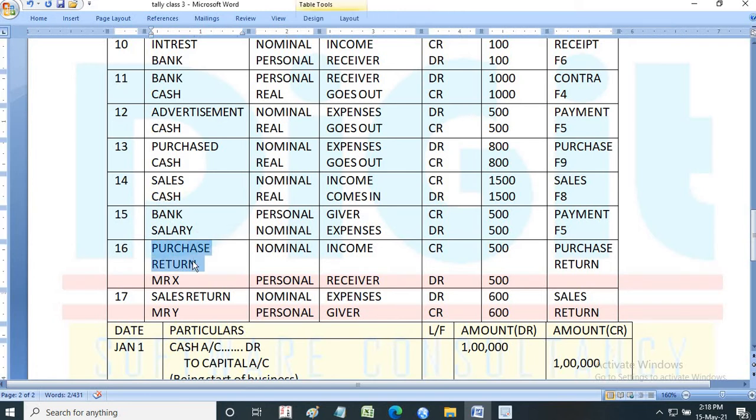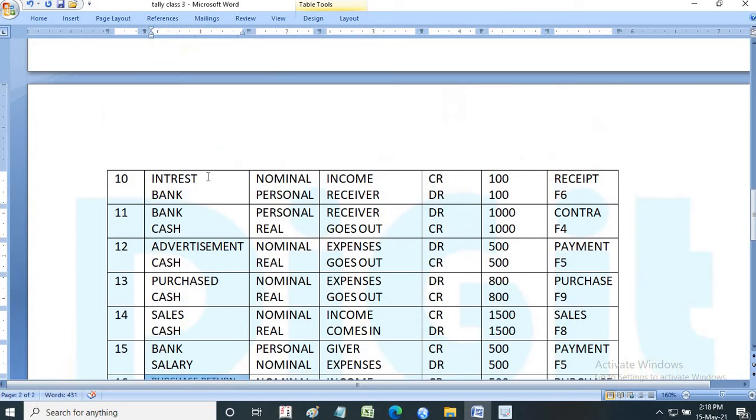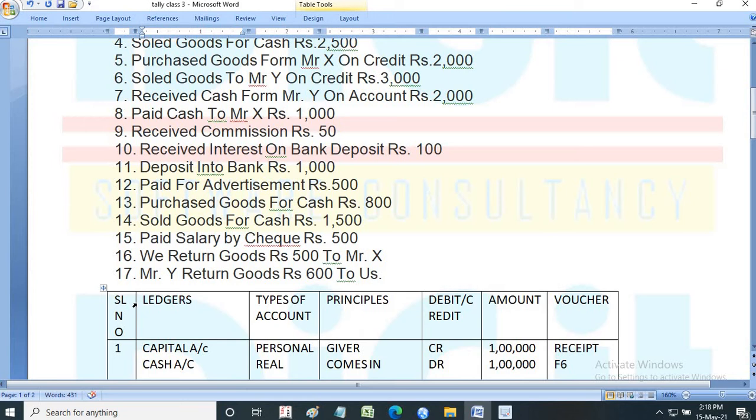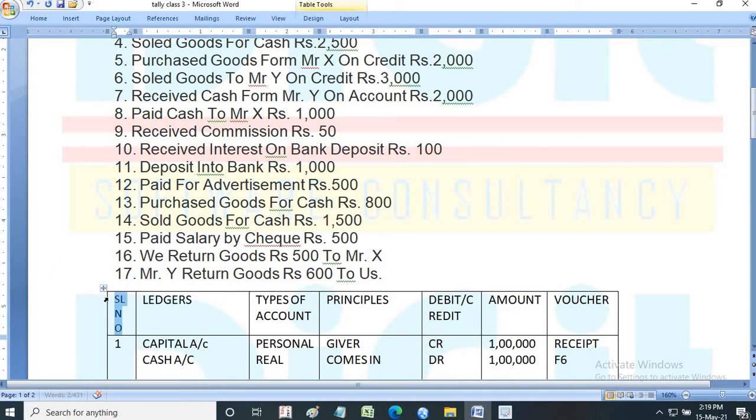Actually, we can write it in the same line. That will be better if we can write it return. Okay, let's make it a little smaller. Okay, purchase return, or we can make it a little bigger. This one column we can make a little bigger. Let's see how we can do it.